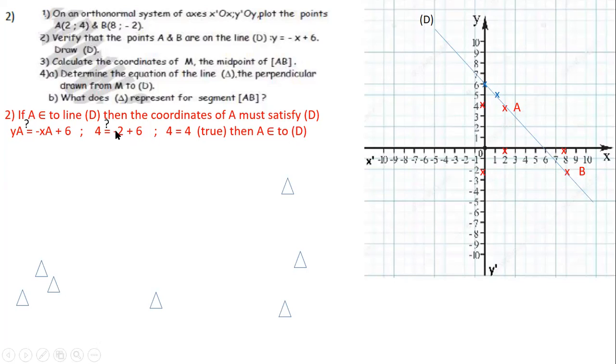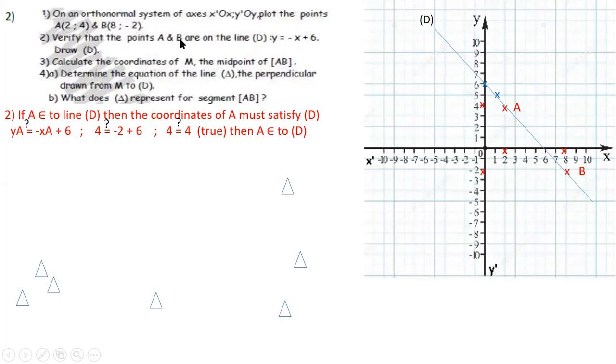Are these two sides equal? Now the first side is 4, so I leave it 4 and I calculate the second side. Minus 2 plus 6 is 4. So is 4 equal to 4? Yes, of course, this is true. So since I got 2 equal sides, directly I say point A belongs to line D.